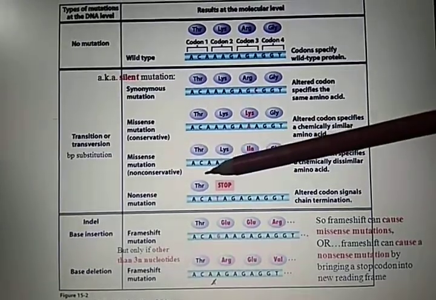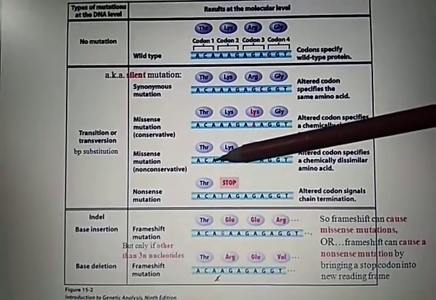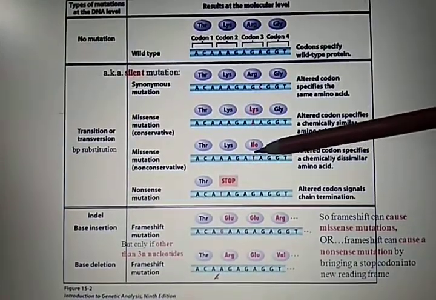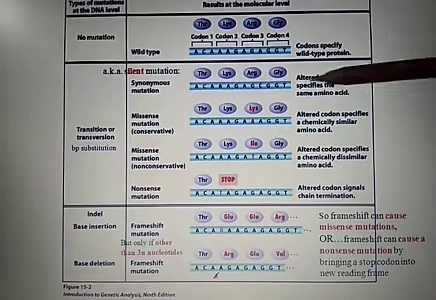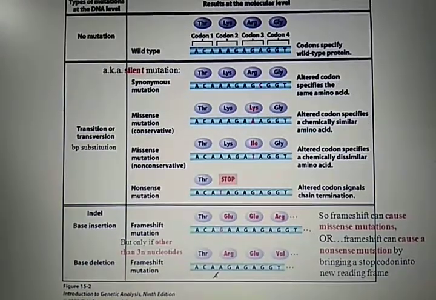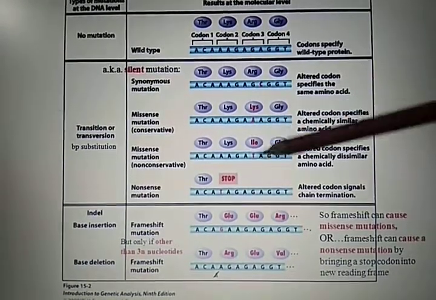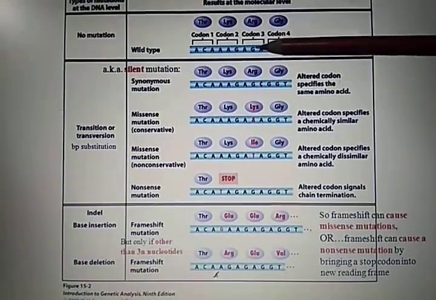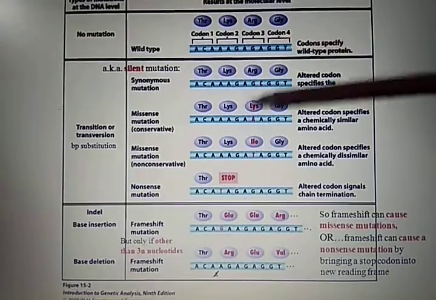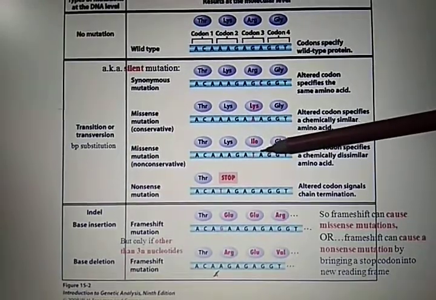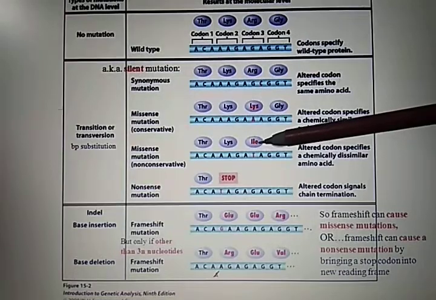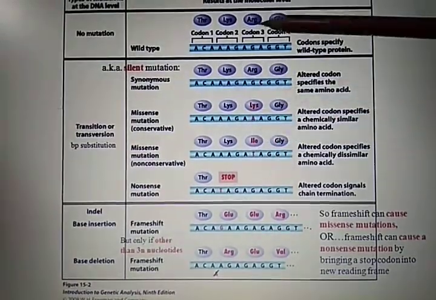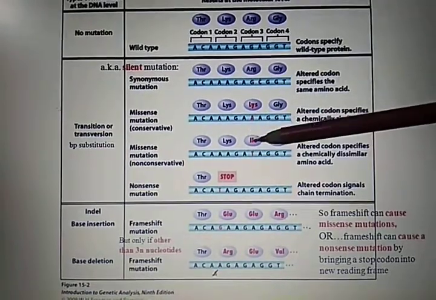There is yet another type of missense mutation known as non-conservative. What is this? See, in missense mutation, non-conservative type, the altered codon specifies a chemically dissimilar amino acid. For example, the AGA in the wild type codes for arginine, while when G is replaced by T, it becomes ATA, and this codes for isoleucine. And isoleucine and arginine are chemically very dissimilar.